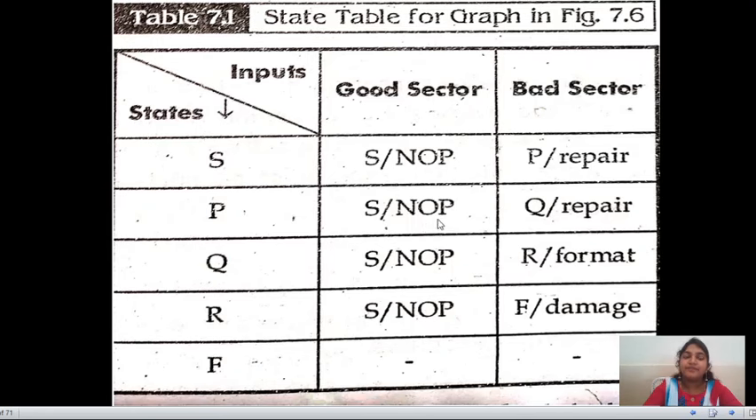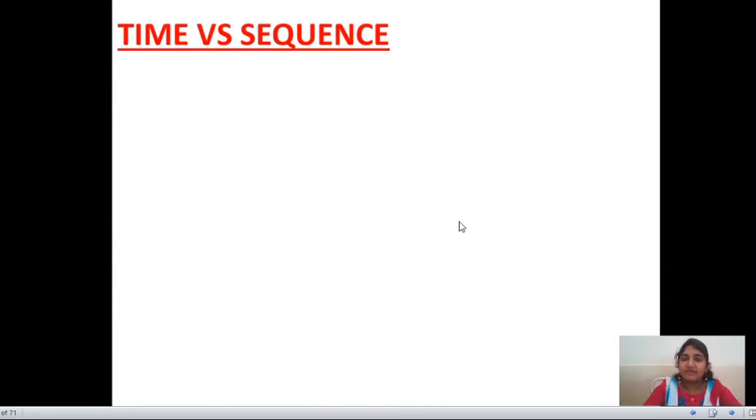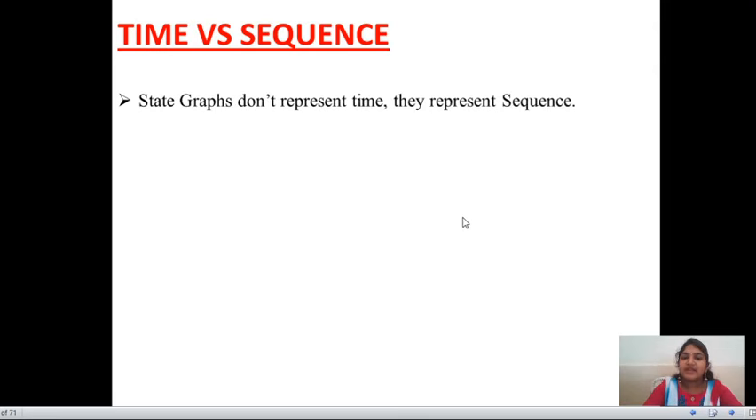So this is the state table which consists. So next, time versus sequence. How can we take the time? What is it based on the time? What is it based on the sequence? State graphs don't represent time; they represent sequence.